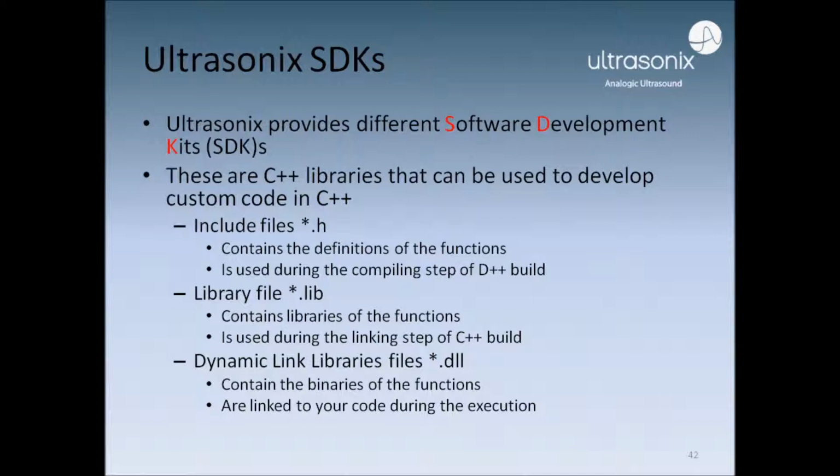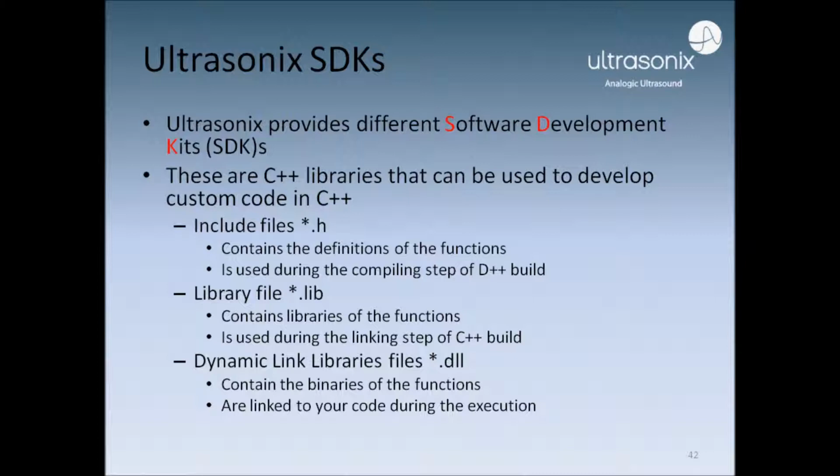software resources. As distributed C++ libraries, the SDKs come with include files, or .h files. These files contain the declaration of the available functions in the SDKs and their prototypes. You can understand from the prototypes how many parameters each function gets as inputs and outputs and what their associated data types are. The include files are used during the compiling step of the C++ build process to ensure that all the function calls are made according to the prototypes.